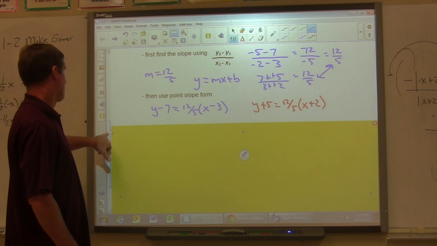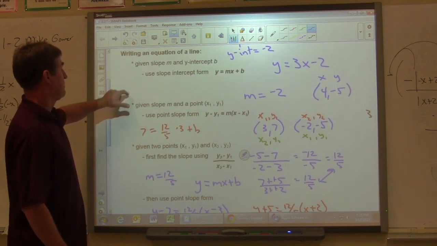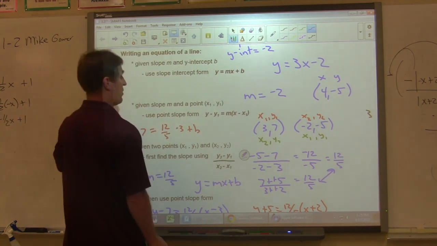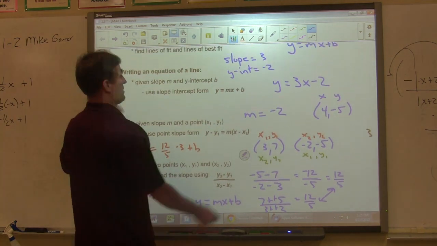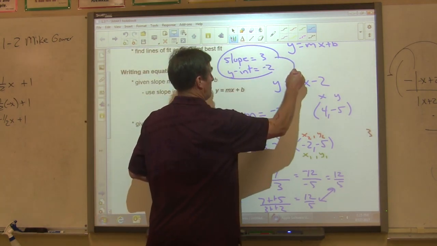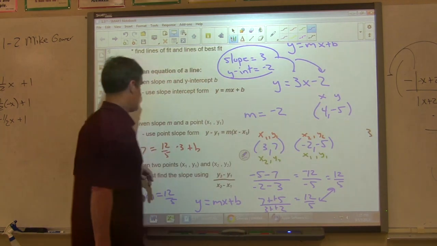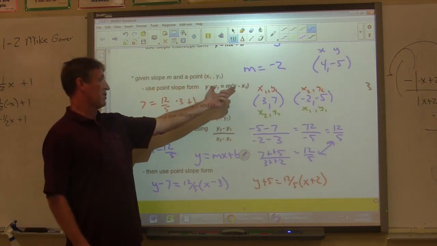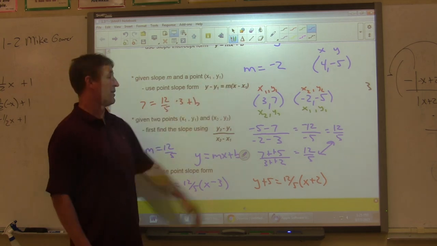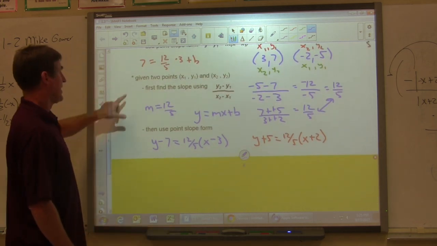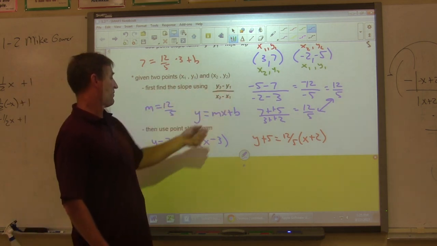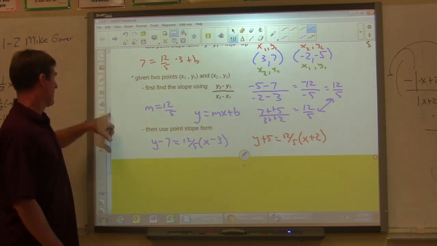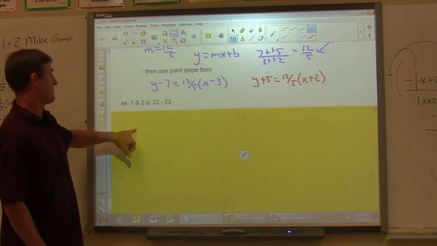So that's the first part of the assignment. We have to do 3 things. We have to be given the slope and the y-intercept, write the equation. So they give you the slope, and they give you the y-intercept, and you plug it in, and you're done. That's easy. Given the slope and a point, again, easiest way is to use point slope form, because again, it's just plugging it in. There's no math to do. And the last one, there's a little bit of work to do because you have to find the slope first, but then again, you can use point slope form, and one of the 2 points to write your equation. So that's the first part of the assignment.